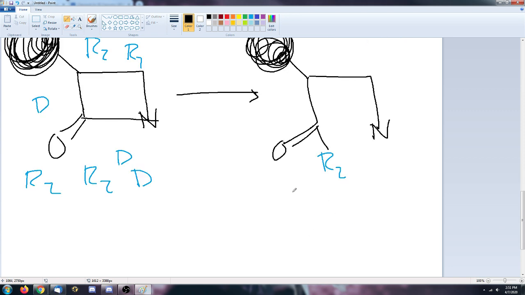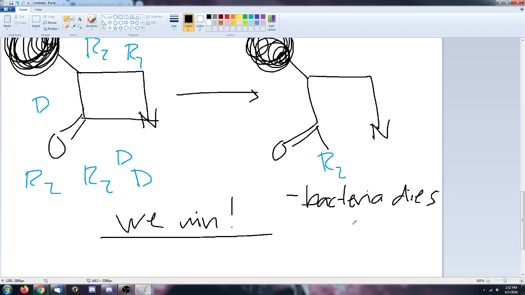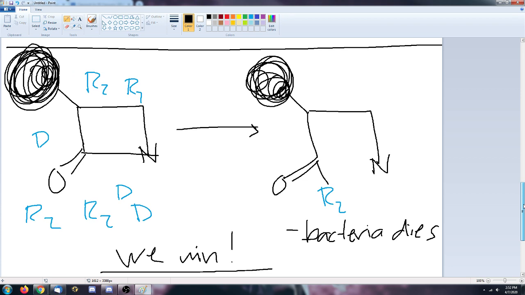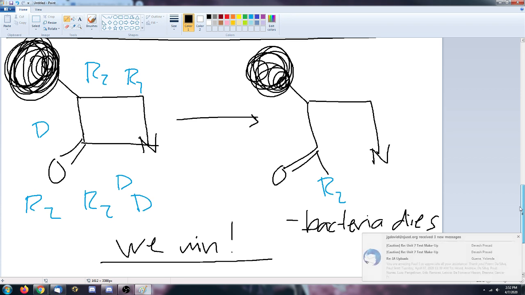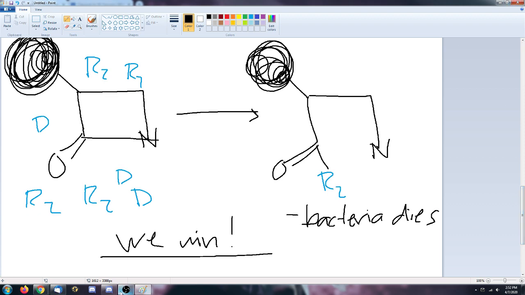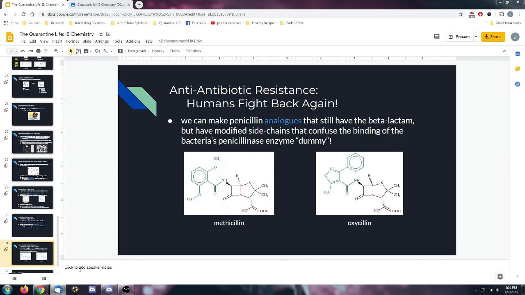So then we're back to the beginning. Bacteria dies. And then we win again. And who knows, maybe in the next 10 years, bacteria is going to evolve again. That makes these drugs no longer active. And then it'll just keep going back and forth. We'll make something better. They'll evolve, and so on and so forth. So I think it's pretty interesting how this works, but that's pretty much it for this.